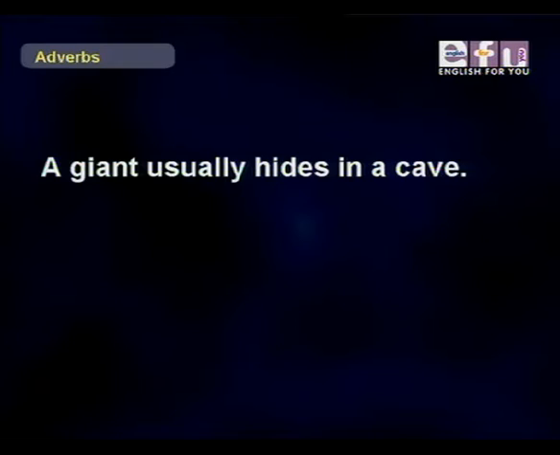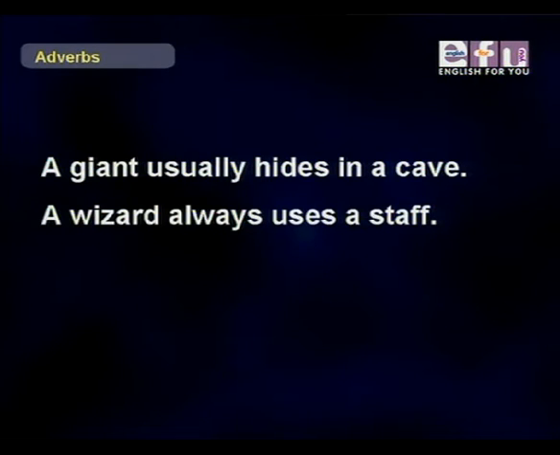Adverbs are also used to express frequency, and you've seen these before. For example, a giant usually hides in a cave. A wizard always uses a staff. Well, let's practice. Let's use adverbs of frequency or of time in your answers.